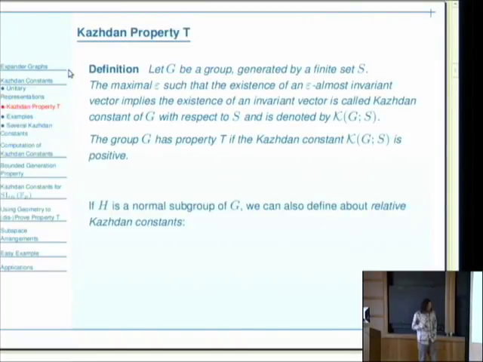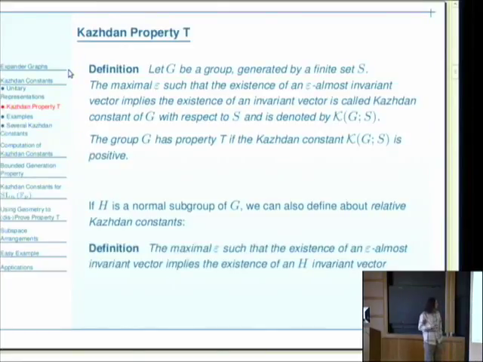Okay, so there is another technical thing which I'm going to use, and this is called relative property T and relative Kazhdan constants. So I'm going to take this definition and modify it. I'm going to fix a normal subgroup H in my group G, and I'm saying, okay, I don't want an invariant vector for the big group because this is too strong a condition. I only care about invariant vectors for this normal subgroup. And I do exactly the same thing. I look for maximal epsilon such that the existence of an epsilon almost invariant vector implies the existence of an H invariant vector.